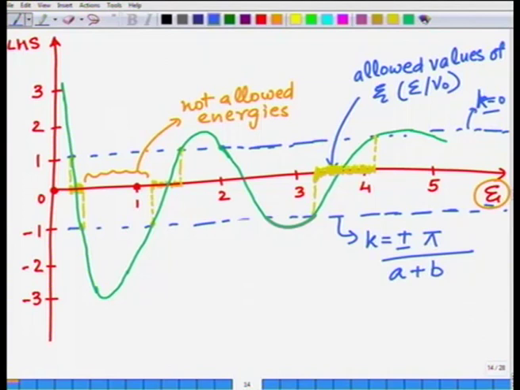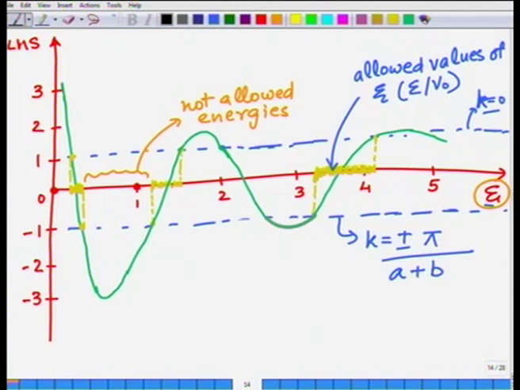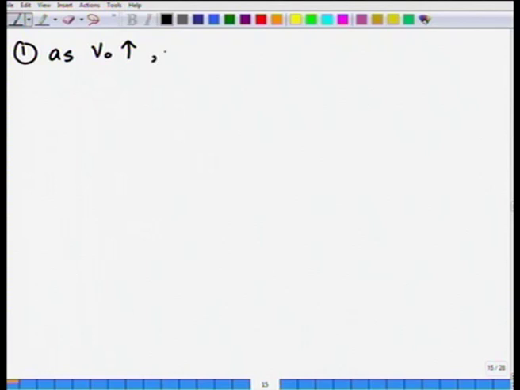What do you see? One, as V 0 increases, what happens? Notice V 0 increases means zeta becomes smaller and smaller. That means we are on the left hand side. In that case, the band width is narrow.